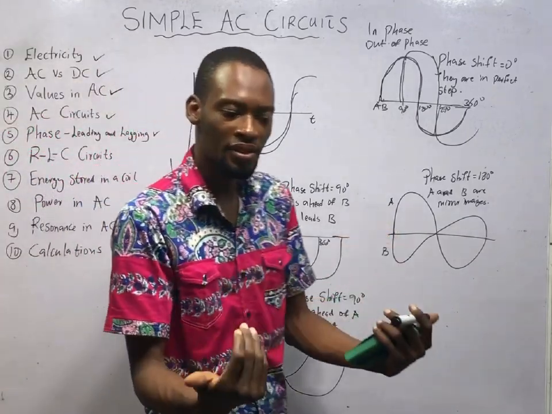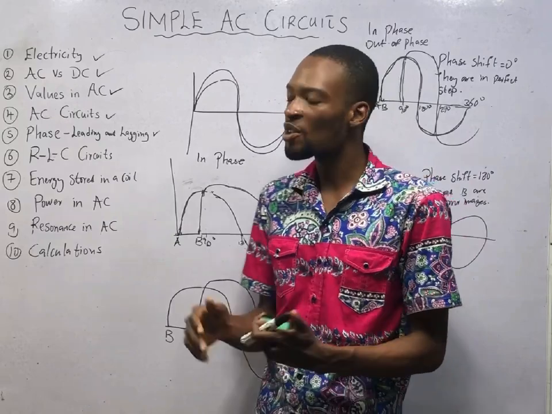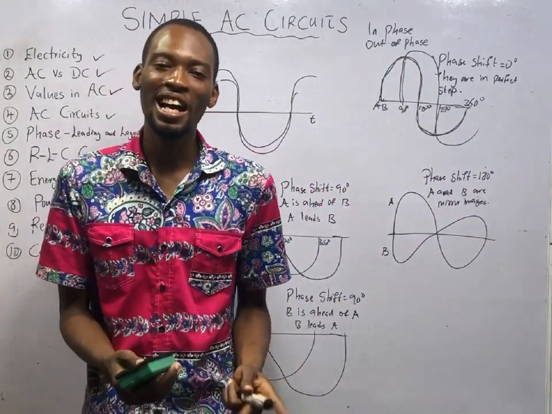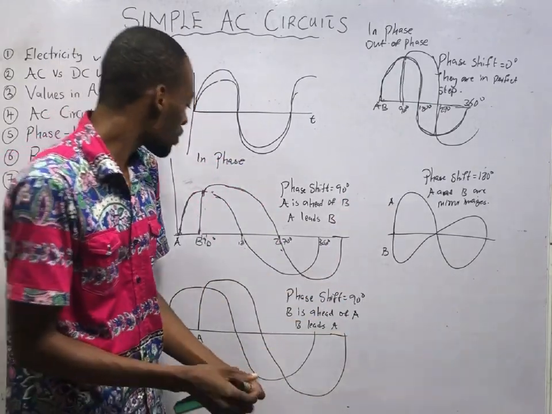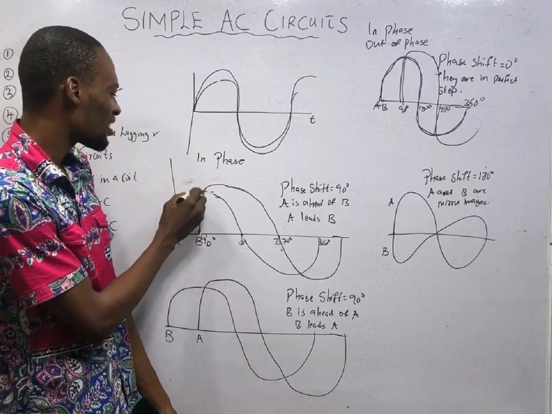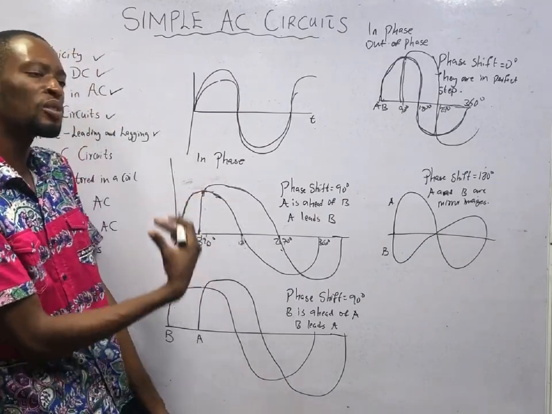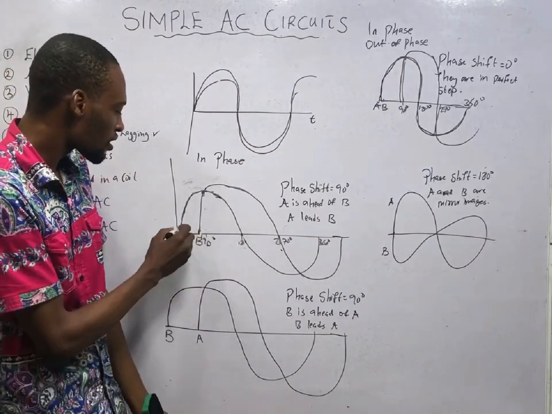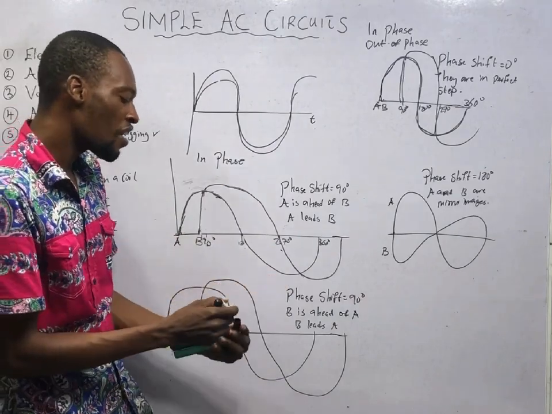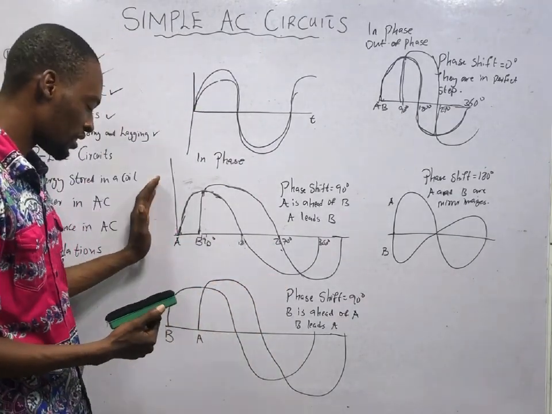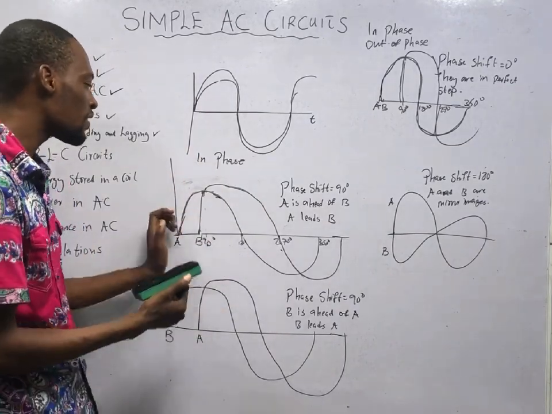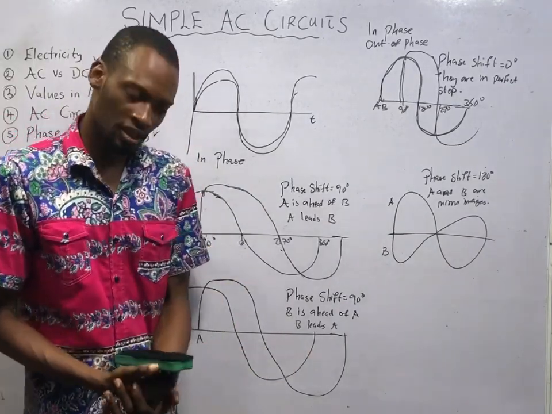Anytime there is phase shift, or anytime waves are out of phase, a question comes to mind. Which of them is leading and which of them is lagging? So looking at A, which wave started? The wave that began first is the one that is leading. Since wave A started before B, it means A leads B. We therefore say that these waves are out of phase, then A leads B. By what angle? 90 degrees. So wave A leads wave B by 90 degrees.